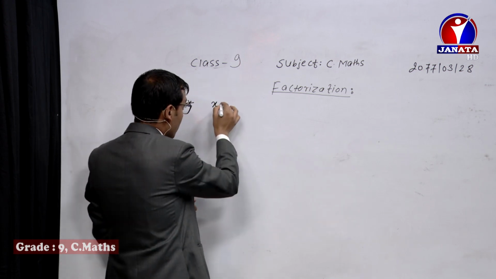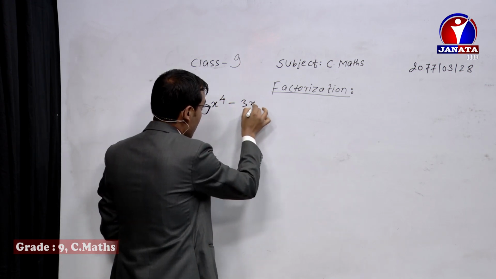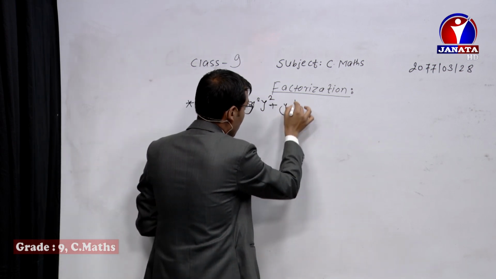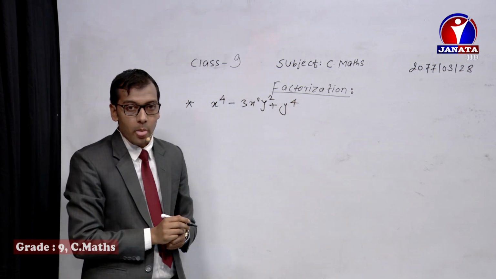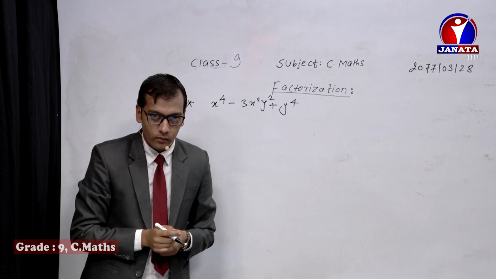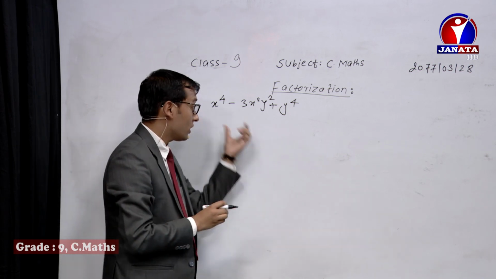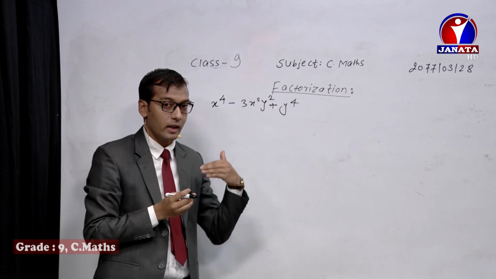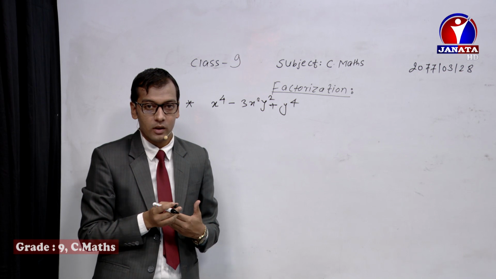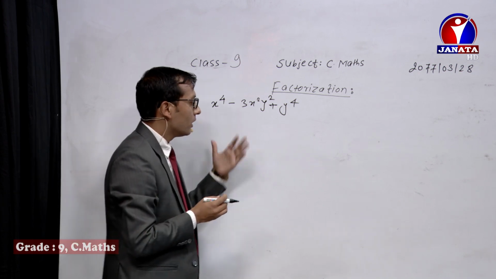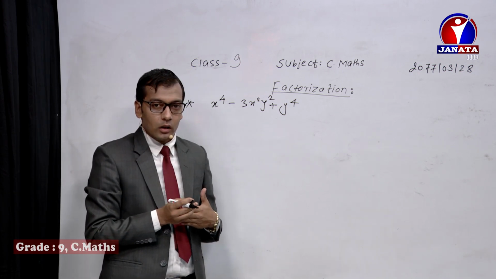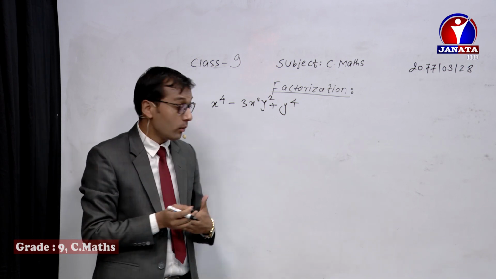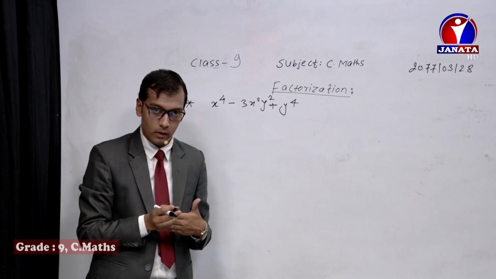Next example is x to the 4 minus 3 times x square y square plus y to the power 4. It's similar, but why I am again doing this question is that it is different in terms of using the expanded form of a square plus b square. So I am saying here, on what basis we choose the expanded form of a square plus b square.